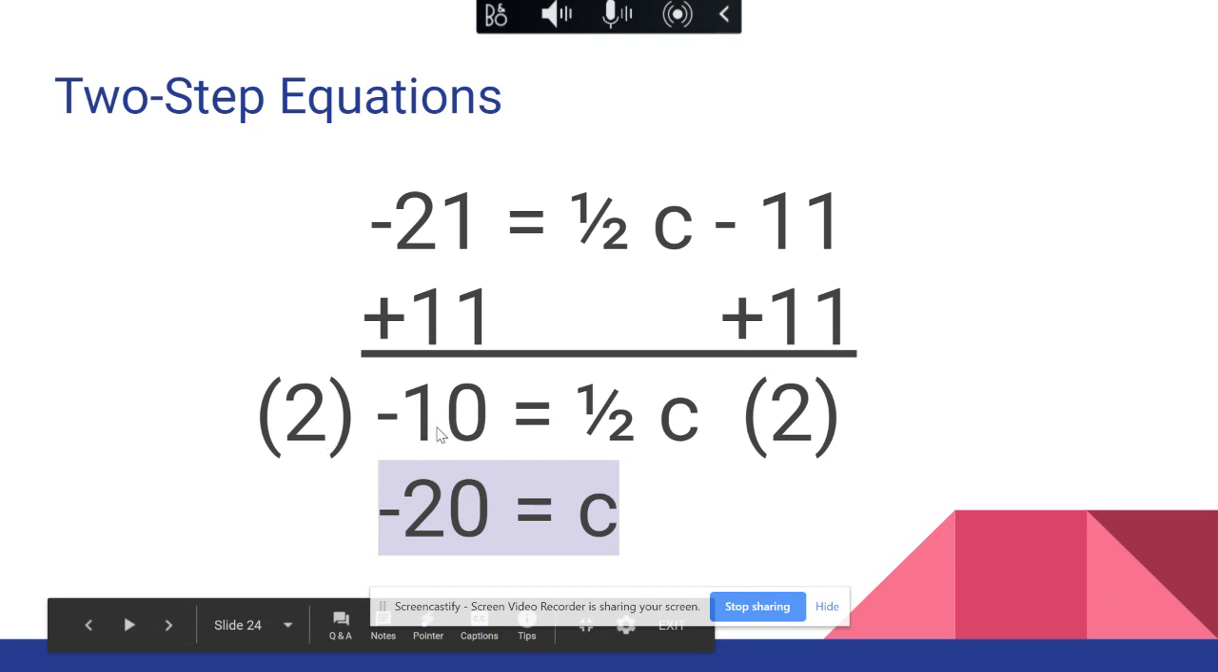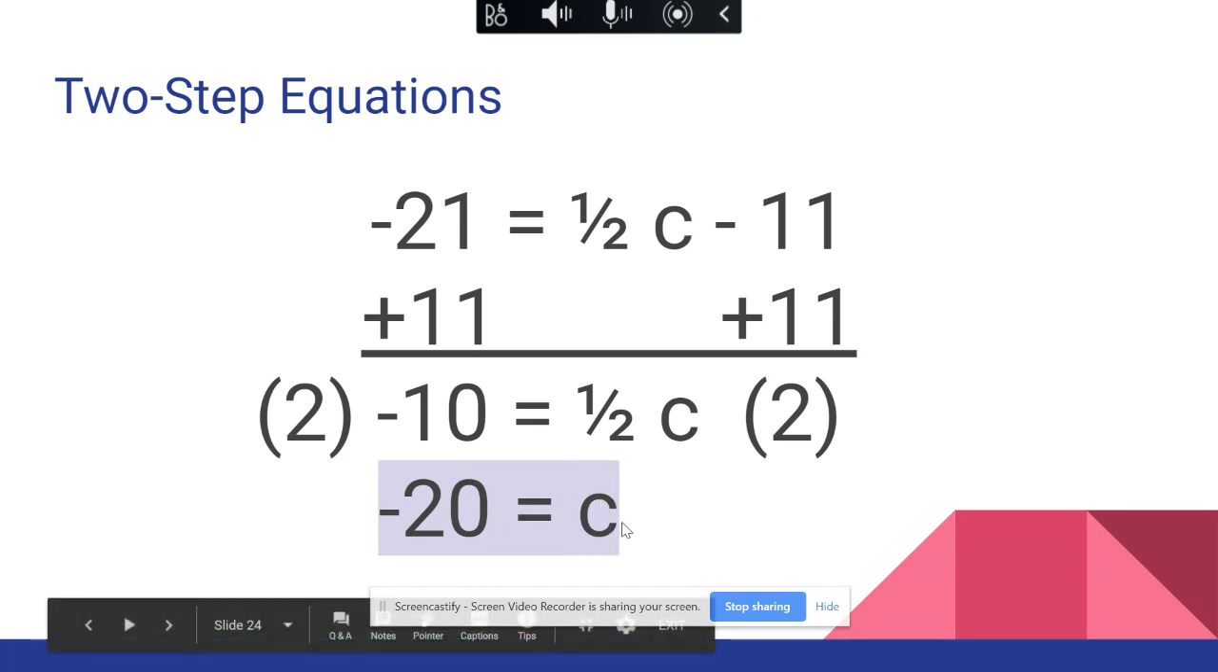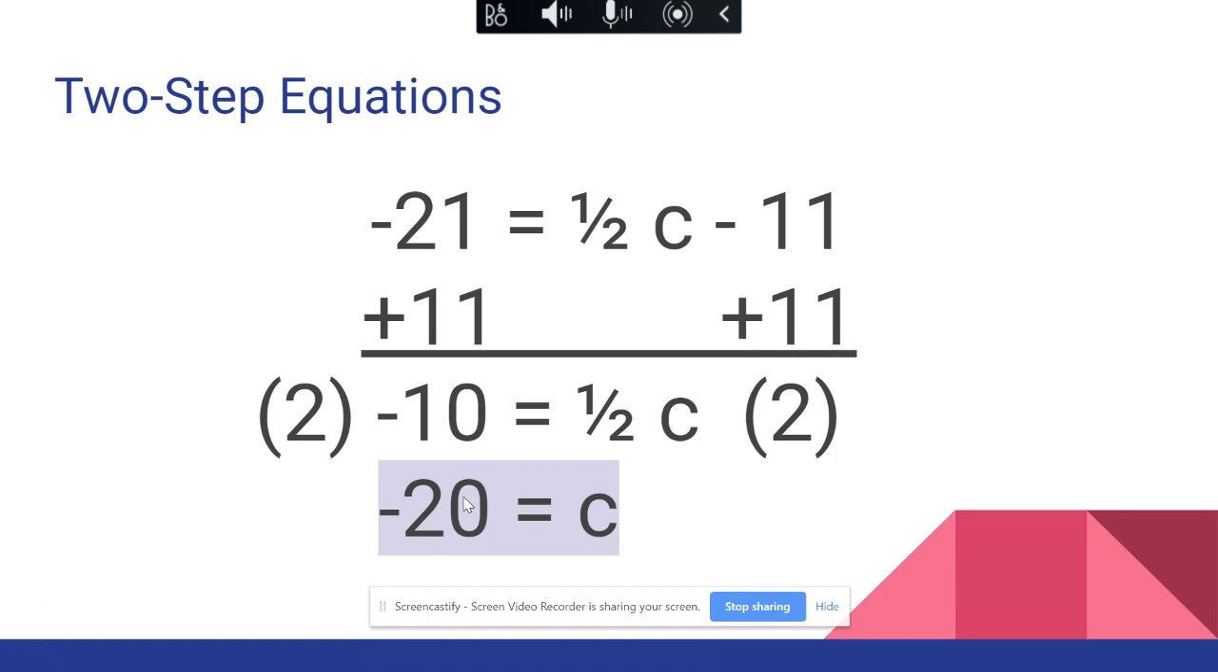2 times -10 is -20. When I multiply by the reciprocal, 2 times 1 is 2. Remember, this is a 1 on the bottom. 2 times 1 on the bottom is a 2. 2 divided by 2 is 1. 1c is the same as c. Okay. So I get the answer, -20 is equal to c. All right, these fractions, you got them.